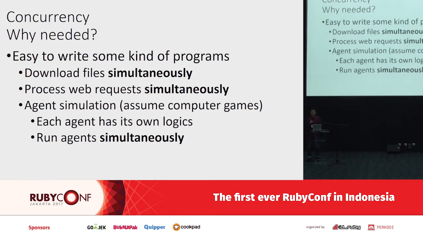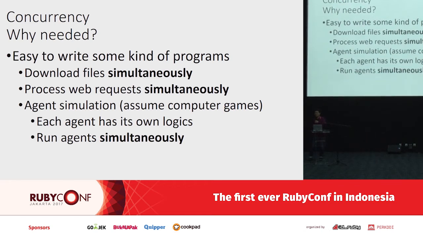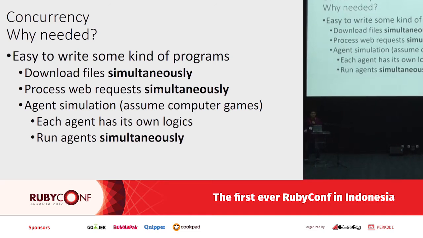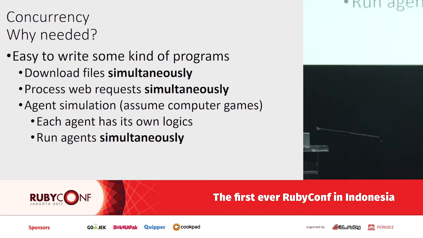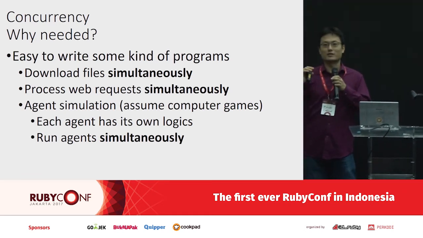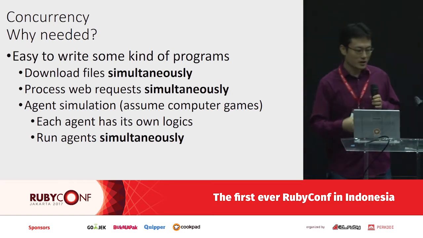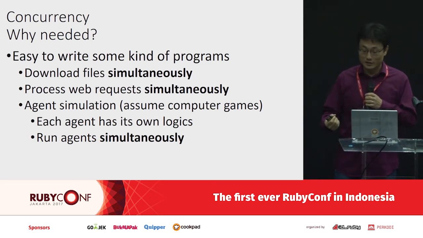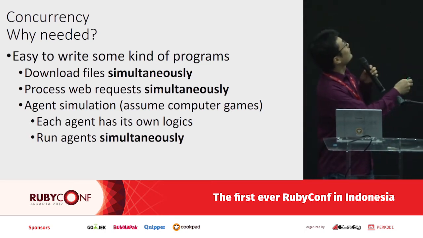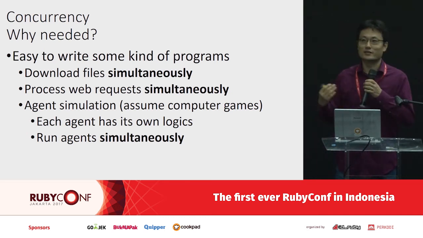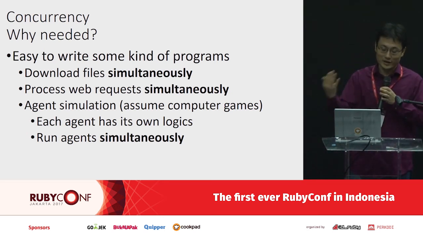At first, why do we need such concurrency support? The reason is that there are several kinds of programs that are easy to write with concurrent support. For example, please consider a program that downloads several files from the internet simultaneously, or processes web requests simultaneously. Maybe this kind of task is used by Rails programmers.